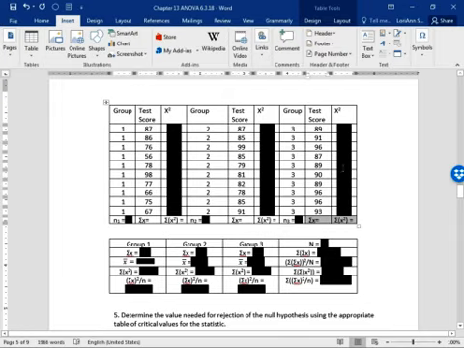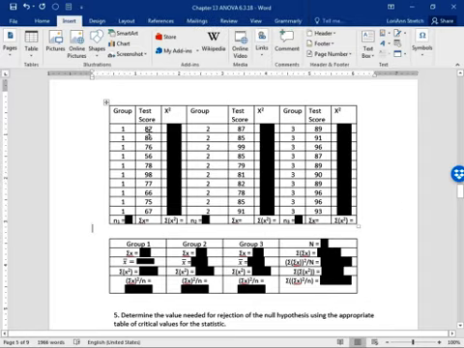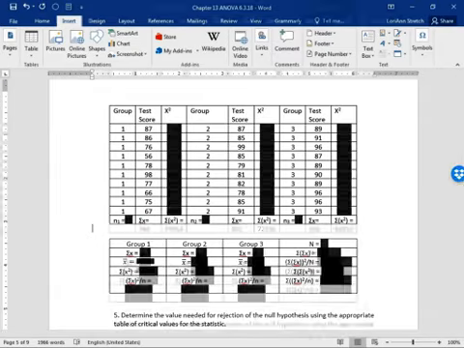So fill in this chart as much as you can and then restart the video. Pause the video right now and see if you can sum up these scores, square each score, then sum up the total for the sum of squares.